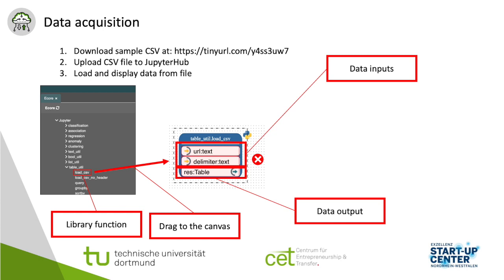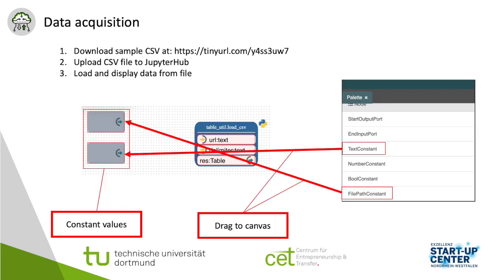Also, you see that the validation marks the inputs and outputs in red, because here it is not clear where the data comes from and where it should flow to. To define static data, the palette on the right offers several constants. To include the username.csv file, a file path constant is needed, which can be dragged from the palette to the canvas. Then a text constant for the separator must be inserted following the same procedure.